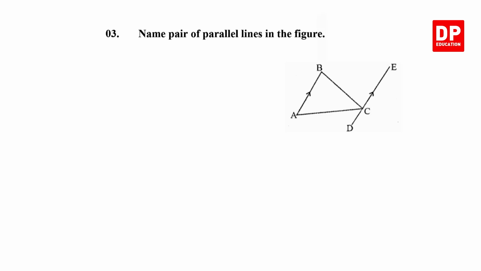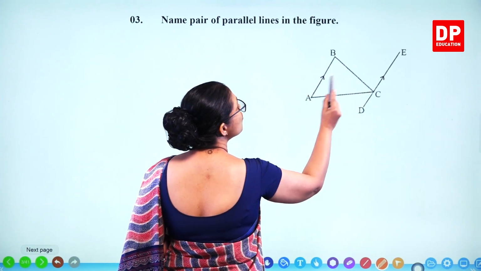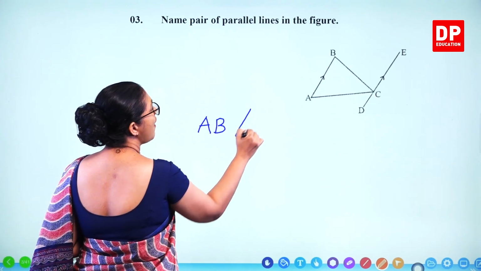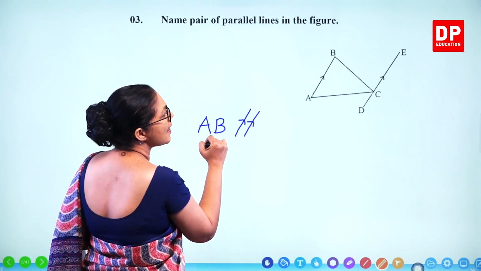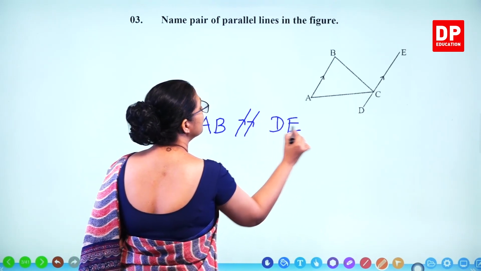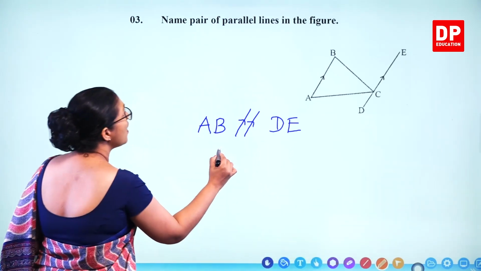Question number 3. Name a pair of parallel lines in the figure. It's already given that these two lines are parallel. So AB is parallel, you can write the parallel sign, with DE. You get 2 marks.